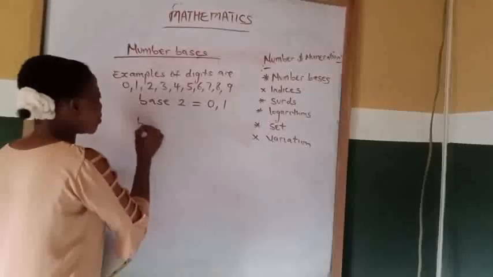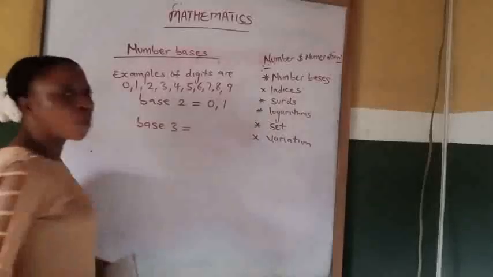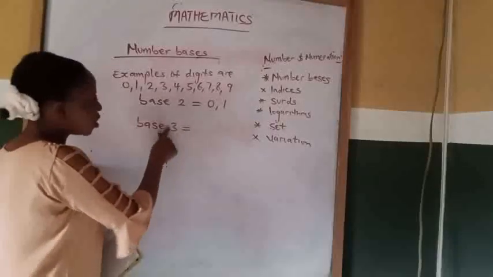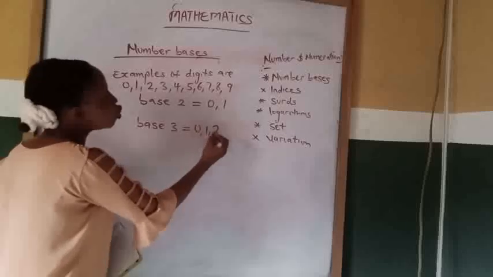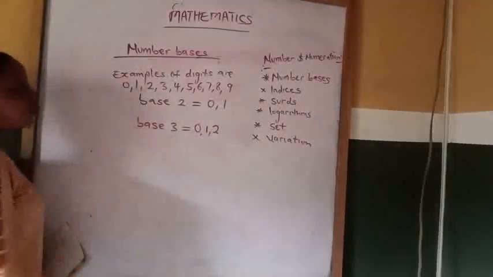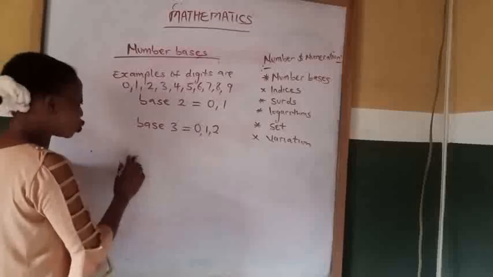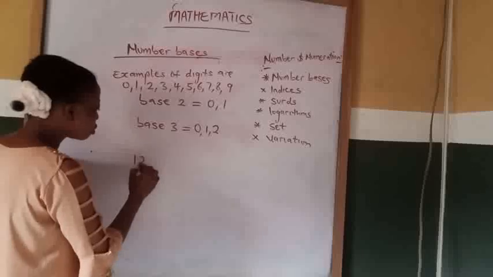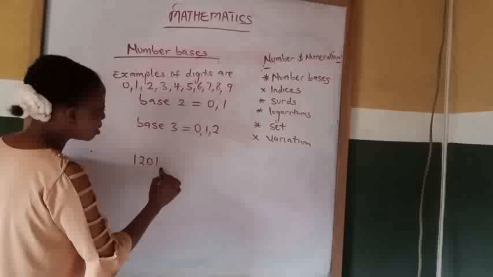So let's take now base 3. What are the possible notation or possible digits for base 3? So 3 minus 1, that will be 2. So 2, 1, 0 are the possible digits for base 3. So if you are having numbers to base 3, let's take for example 1, 2, 0, 4 to base 3.